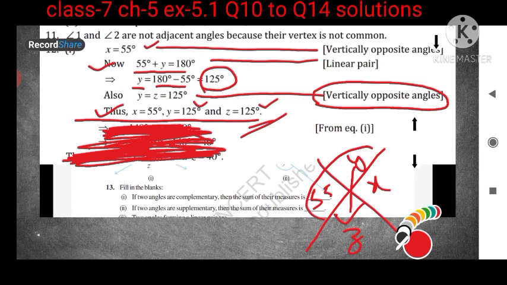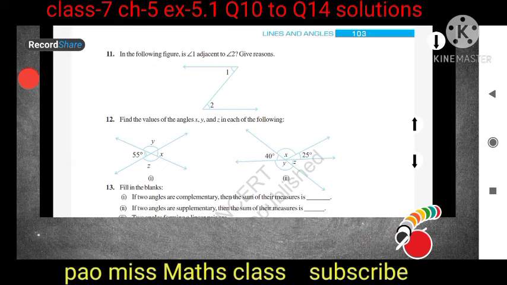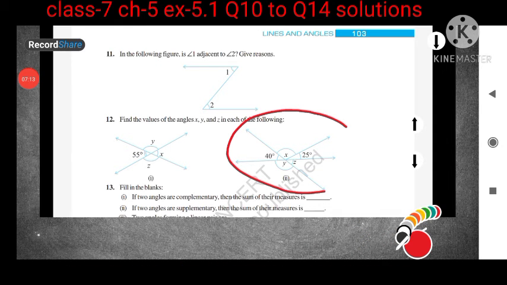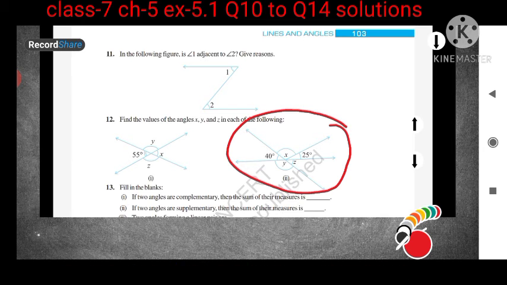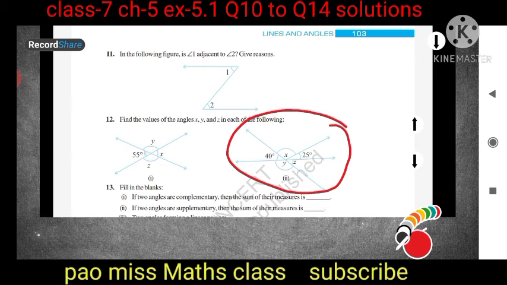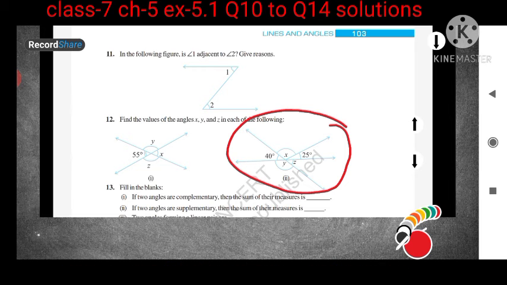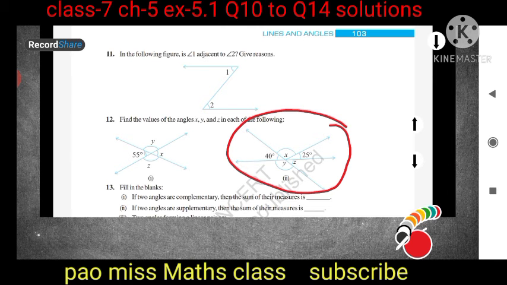Now next question, come to the figure. I will show you the figure again. So next figure you can see this one, isn't it? Only one value is there, 40 and 25, and you have to find the value of x and y. Now which are the vertically opposite angles here? Now you can see z and 40 is vertically opposite, isn't it? Z and 40 is what? Vertically opposite angle. Okay, let's start the solution.